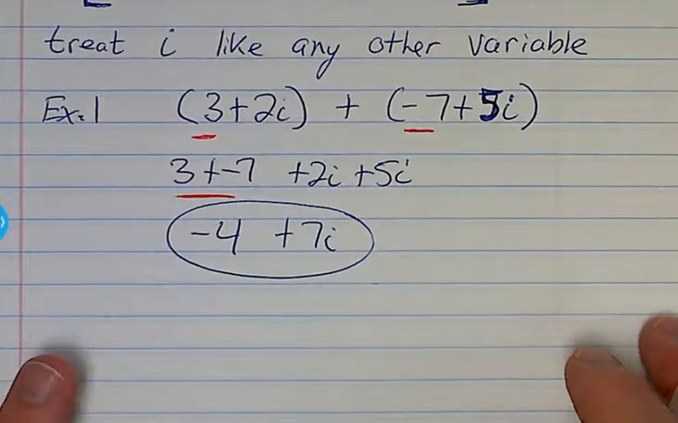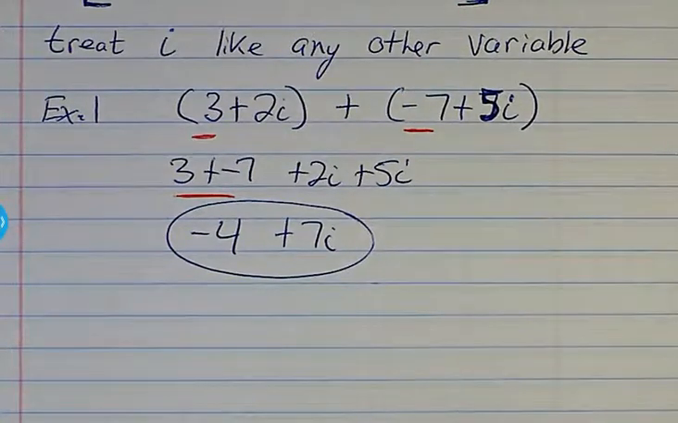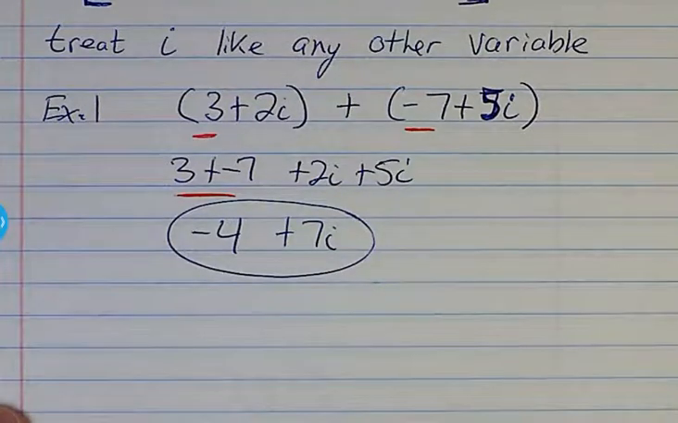So when we tell you to treat i like any other variable, that means that when you add and subtract, it's really the exact same thing you've been doing, except instead of being an x variable like we always use, this time it's an i variable. Now, here's the one thing you've got to be careful of. So everybody kind of perk up and pay attention here.